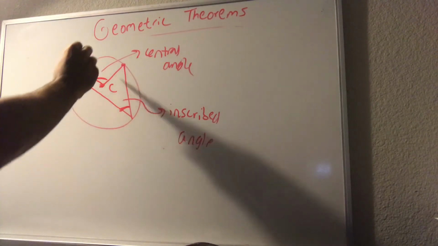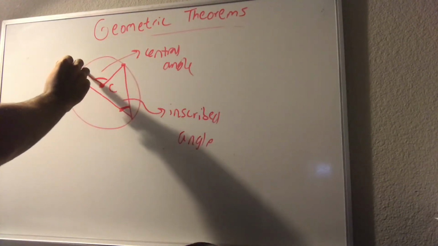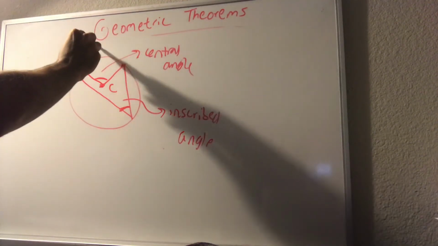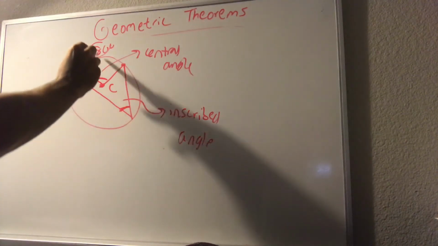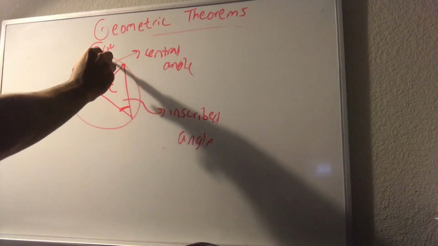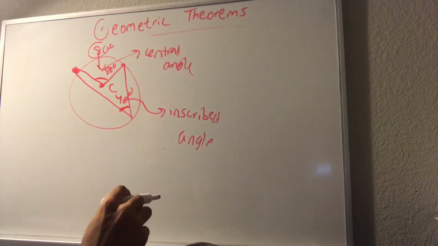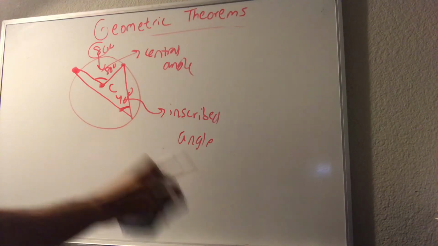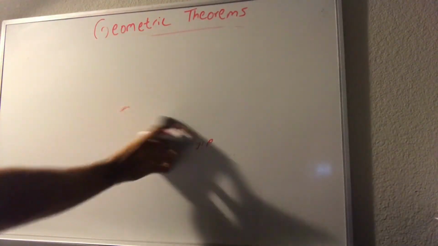You may be given something like, oh, the sector, I don't know, you may be given that this arc over here is 80 degrees. Well, this 80 degrees, that's referring to this arc, really means that the central angle is 80 degrees. Therefore, this angle must be 40 degrees. And so it states that the inscribed angle is half the measure of the central angle. And so this does lead into another theorem.